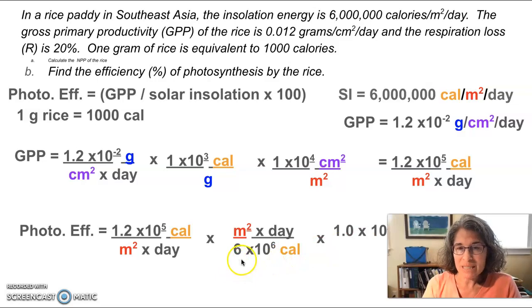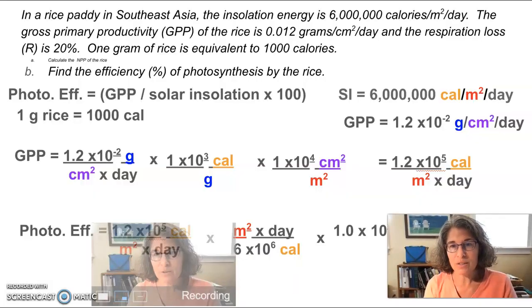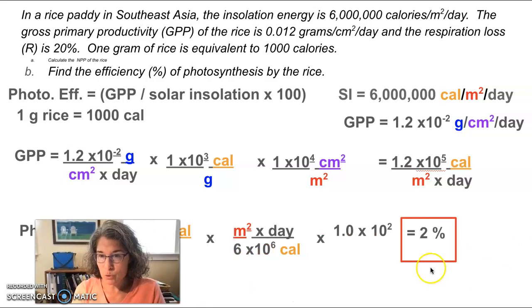I'm dividing that by 6 times 10 to the sixth. So what I'm left with is 12 divided by 6. And that's going to get me an answer of 2%. So my final answer here is 2%.